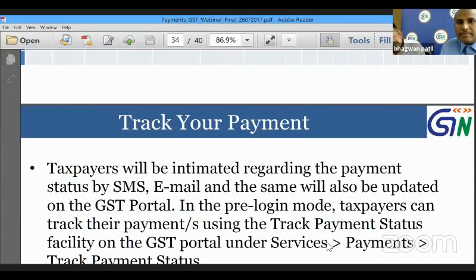Under the law, certain commodities of services or goods have been put under a reverse charge mechanism. In that case, the liability will solely depend upon the recipient. He has to bear the reverse charge and pay it, and after paying, you can utilize that amount as ITC. Okay, thank you, sir.